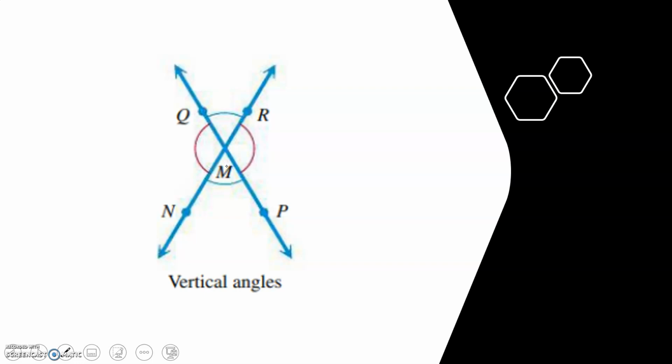Now you also create what's called vertical angles. The vertical angles are the angles that are directly across from each other. So these two angles that are both marked in the pink looking color, those are considered vertical angles. And these two angles in the blue are considered vertical angles. They're directly across from each other. Vertical angles are equal. So anytime you have vertical angles, they are equal. So angle NMP is equal to angle QMR, and angle RMP is equal to angle QMN. So vertical angles are equal. Vertical angles are angles that are directly across from each other.